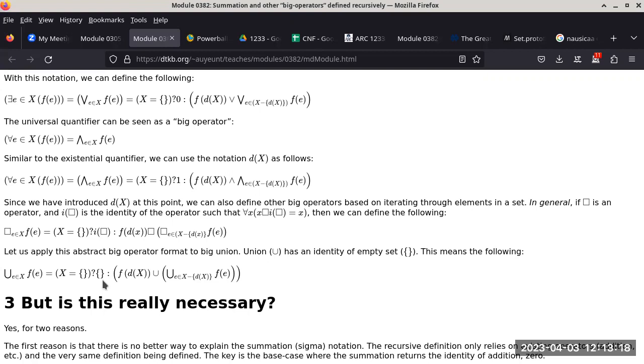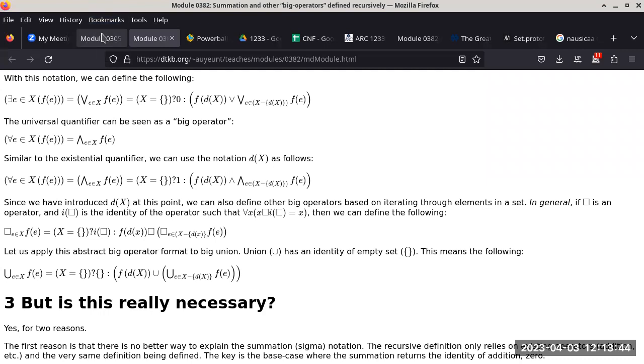So that's the recursive definition of big union, as opposed to the more intuitive way of saying, oh, we are just generating a bunch of stuff using a loop and then union everything together. This is another way to look at this, using a recursive way of looking at it. So are we good so far? Yes. So how do we combine these two?